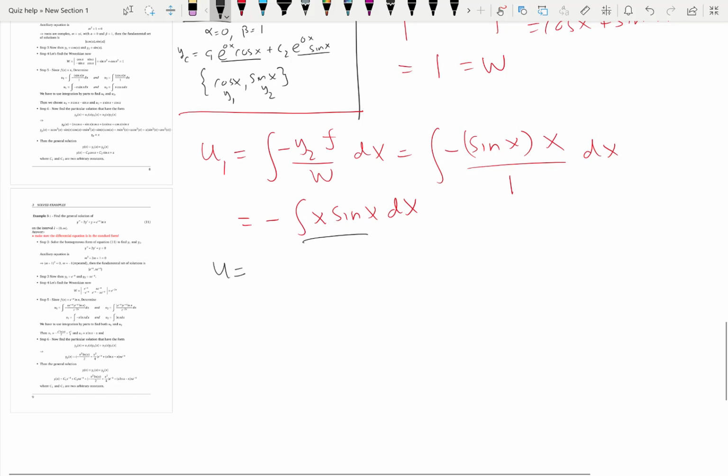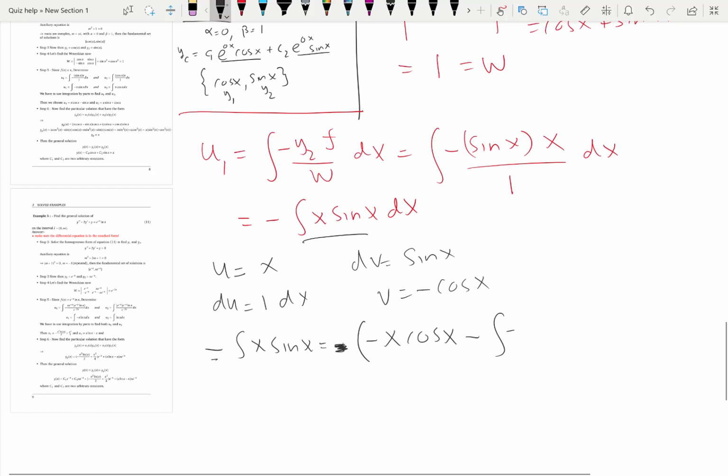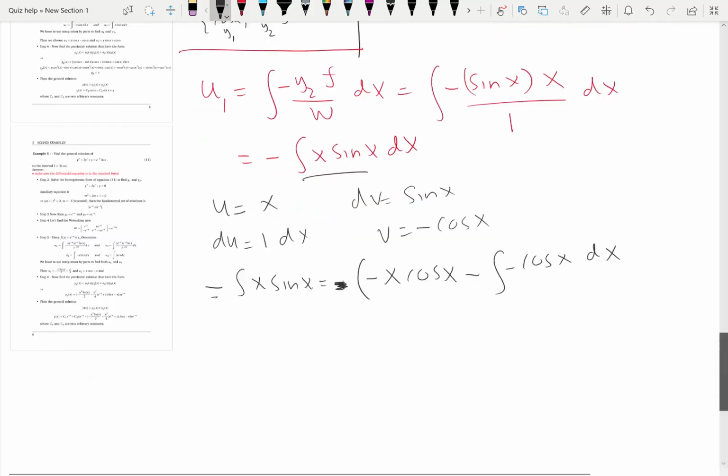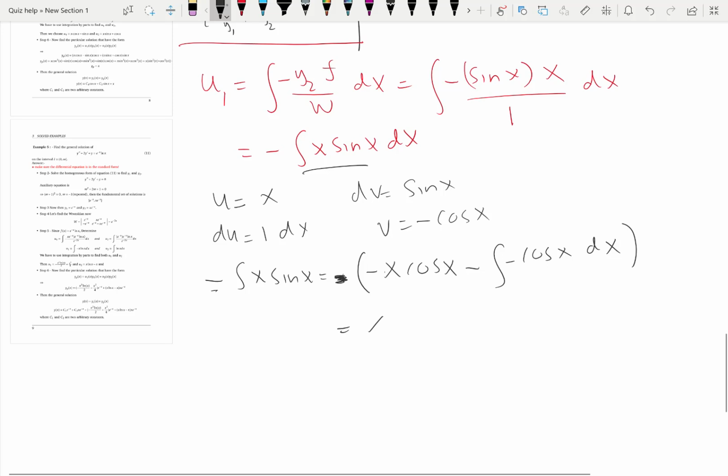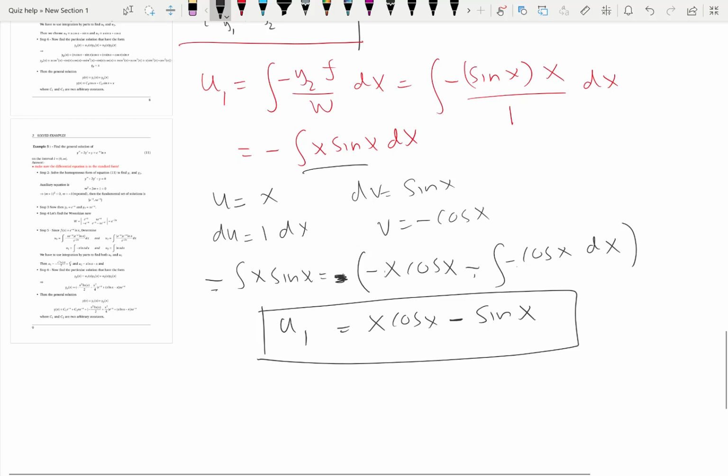So I choose my u to be x and dv to be sine x. Then du is 1 dx, the derivative of x is 1. So v is the integral of sine, which is negative cosine. So the integral of negative x sine x is negative times, this negative is from here, negative times uv, negative x cosine x, minus v du. V is negative cosine x times du is just dx. So then the integral is negative x cosine x, minus negative times negative is positive, integrating cosine gives sine. Let's assume the arbitrary constant to be 0. So this is u1. That was a little bit tedious to find u1.